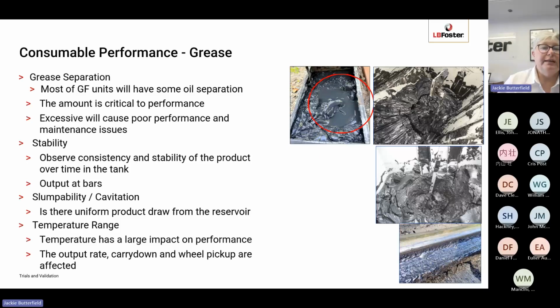And also, finally, temperature is the atmospheric, the environmental temperature. That will have an effect on certain greases that could be a summer grease operating in winter, or a winter grease operating in summer, or an all-season grease. So temperature has a large impact on the performance. So you need to look at output rates, carry down, and wheel pickup, which might be affected.